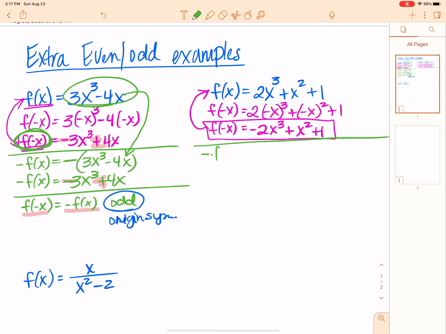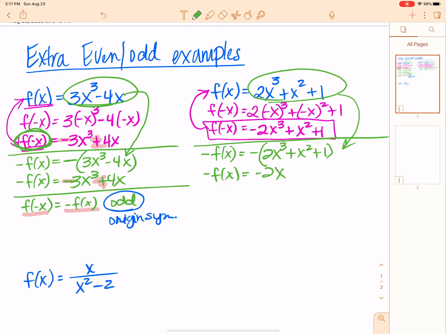Now I've got to find negative f of x. So I put a negative in front of the original function. And I'm using parentheses so you won't forget to distribute the negative. So this means that I have negative 2x to the third minus x squared minus 1. So this is negative f of x.